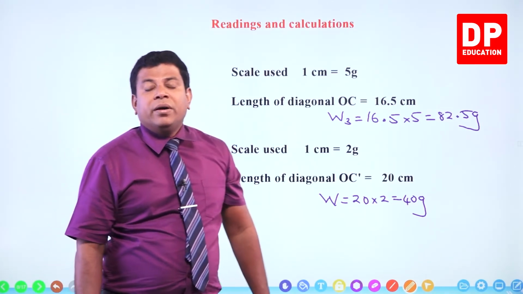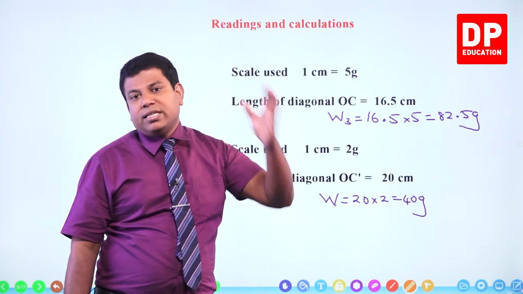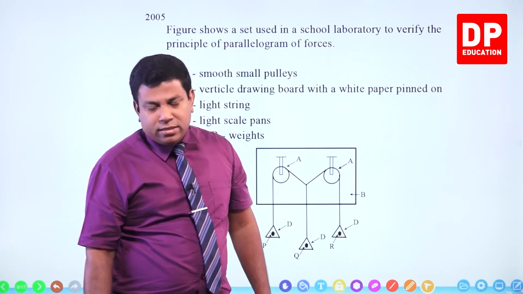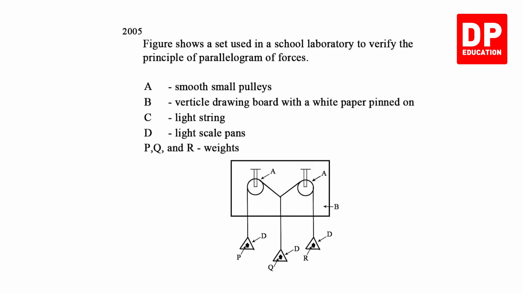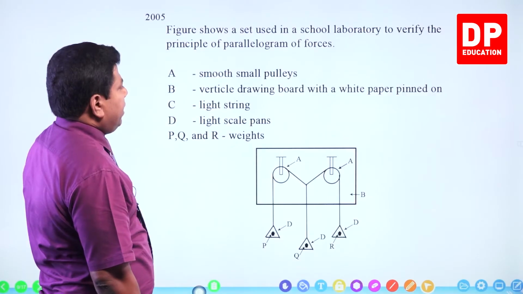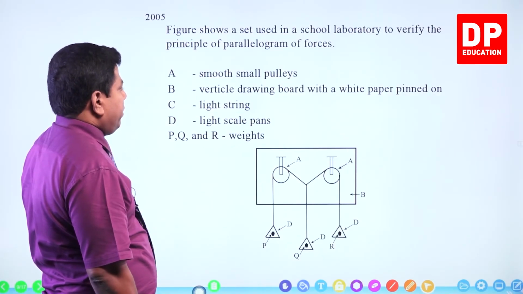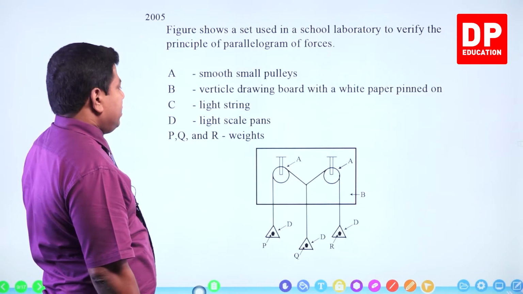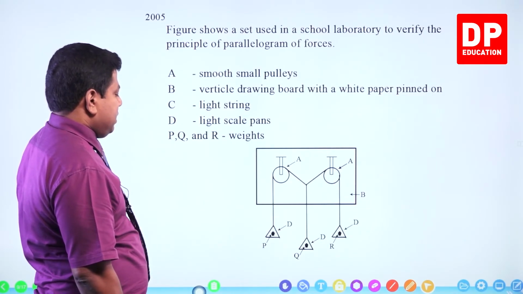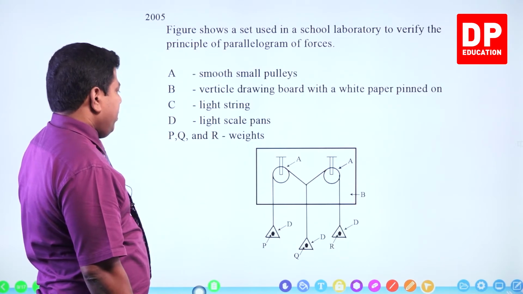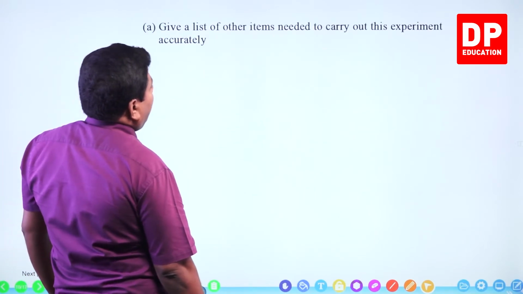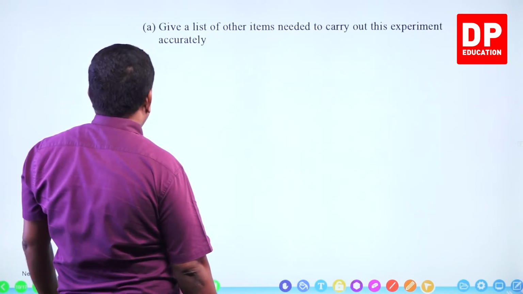Now, let us see the past paper question that has come on this experiment. We have taken 2005 past paper question that has come on this section. Figure shows a set used in a school laboratory to verify the principle of parallelogram of forces. A. Smooth small pulleys. B. Vertical drawing board with a white paper pinned on it. C. Light strings. D. Light scale pans. P, Q and R are weights. Give a list of other items needed to carry out this experiment accurately.